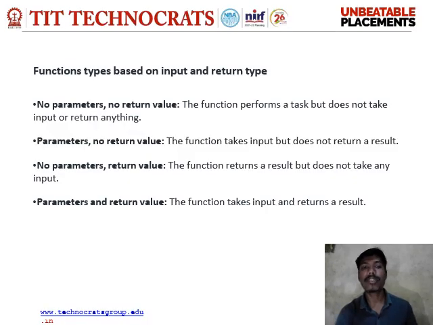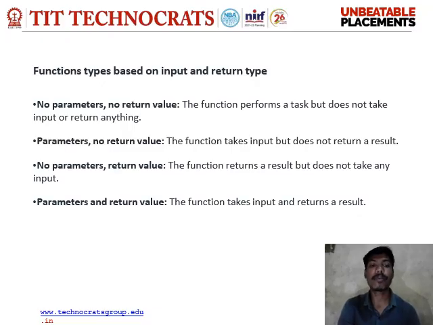Types of functions based on input and return type. Based on their return type and the parameter list, we will divide functions into four parts. First is no parameters and no return value. What does that mean? The function performs a task but does not take input or return anything. The function does not take any parameters from the user, so you do not pass any values into the function, and the function does not return any values.